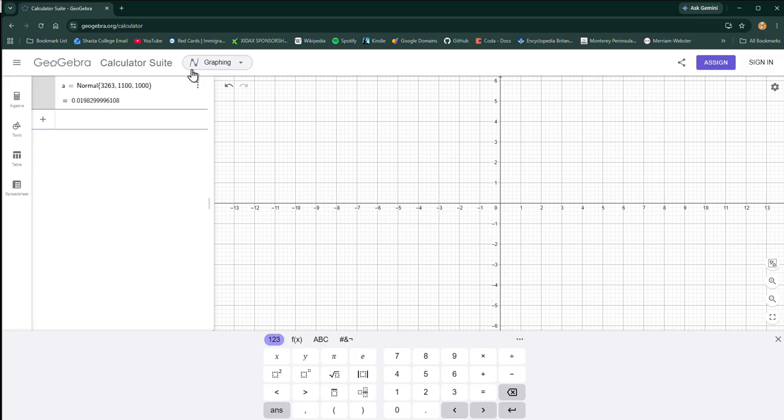So a little bit less than 2%, and that makes sense because I know just outside of 2 standard deviations is a little bit more than 2%, and I want less than that full area. So that's perfect.